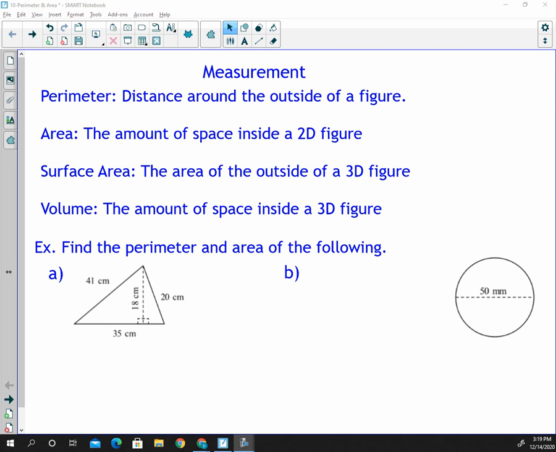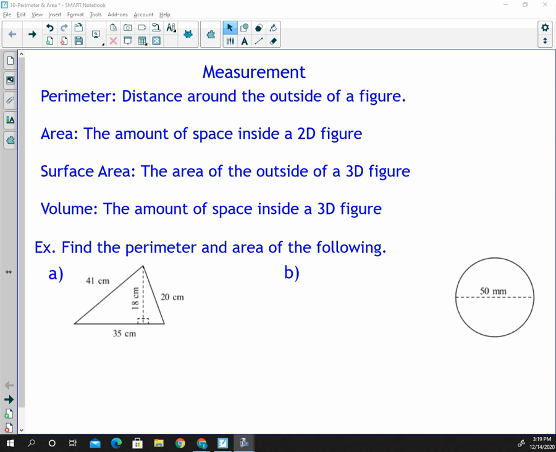In this video, we look at calculating the perimeter and area of some different figures. Just highlight a couple of definitions to start with. Just a reminder that the perimeter is the distance around the outside of a figure. We want to find out what is the distance it takes to go around the outside. Whereas area is the amount of space inside of a two-dimensional figure.